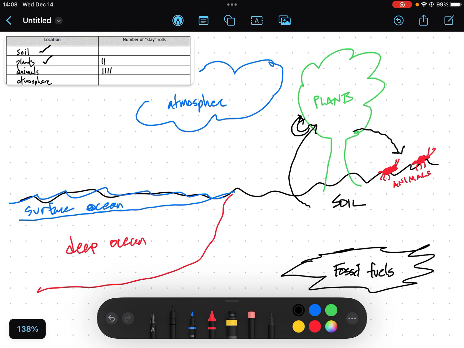And then I stayed in animals four times. So I'm going to draw four curves. One, two, three, four, showing that I stayed in animals. And then I went from animals to the atmosphere. And you're going to have a lot more arrows, because I only visited four locations in the example that I gave you. You're going to see all seven locations.